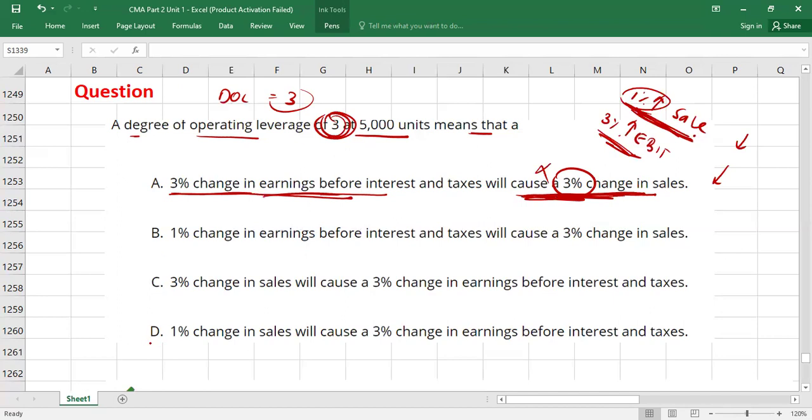Let's read the option D. 1% change in sale. Yes, sales you have to keep as 1%, will cause 3% change in earning before interest and tax. Yes. If your sale will increase by 1%, EBIT will increase by 3%. Actually, this is the answer.